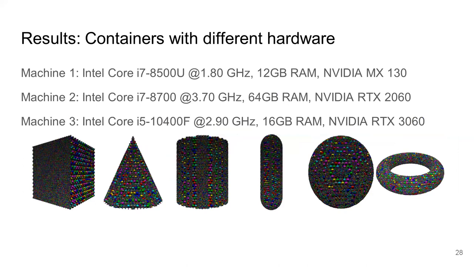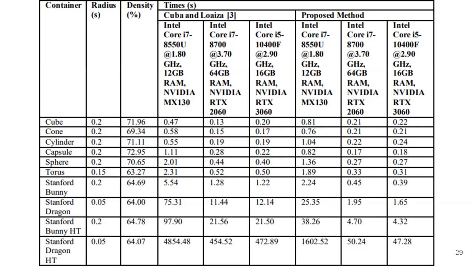For the last vessels with containers, with different hardware, I use three machines: NVIDIA MX 1.0, NVIDIA RTX 2060 and 3060. The visual vessels are shown in this figure. The table of vessels is very big. The most important are Stanford Dragon and Stanford Bunny.